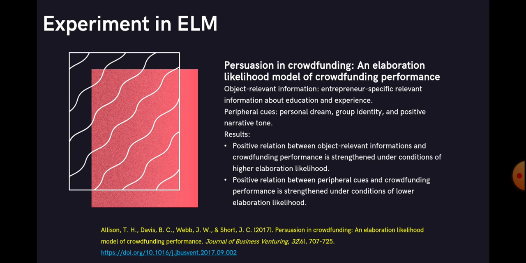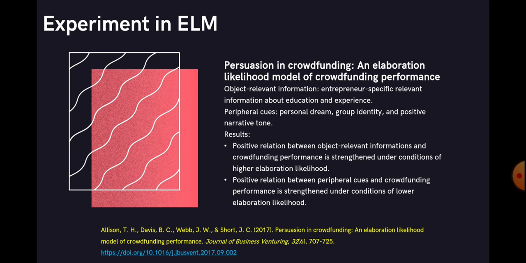Okay, so now I'm going to present one experiment in ELM. This is a paper by Allison, Davis, Webb and Short from 2017, and the title is Persuasion and Crowdfunding: An Elaboration Likelihood Model of Crowdfunding Performance. So in this research, they're looking into finding whether or not ELM happens in crowdfunding performance. So here they are exploring the persuasion process between entrepreneurs and the funders. So they're trying to see whether ELM happens in that process.